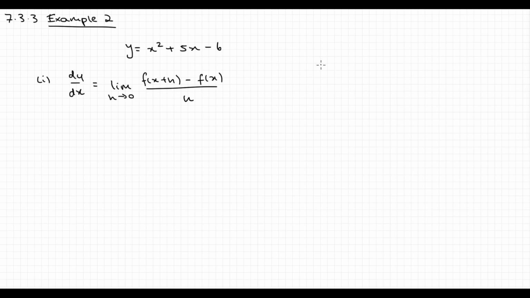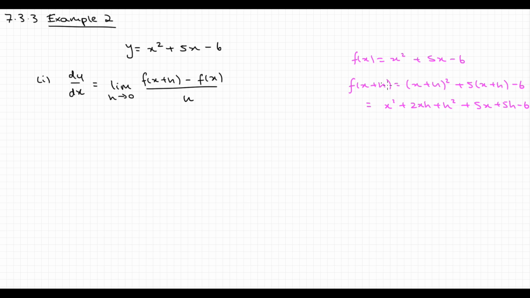So in this case, the function is just x squared plus 5x minus 6. So f(x plus h) is therefore equal to (x plus h) squared plus 5 times (x plus h) minus 6. If I just take a moment to expand this, this is going to be x squared plus 2xh plus h squared plus 5x plus 5h minus 6.